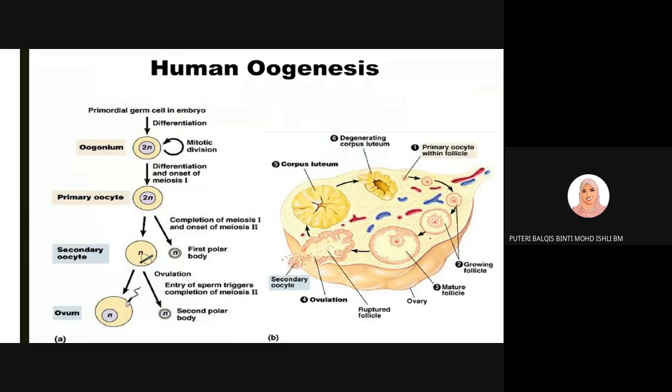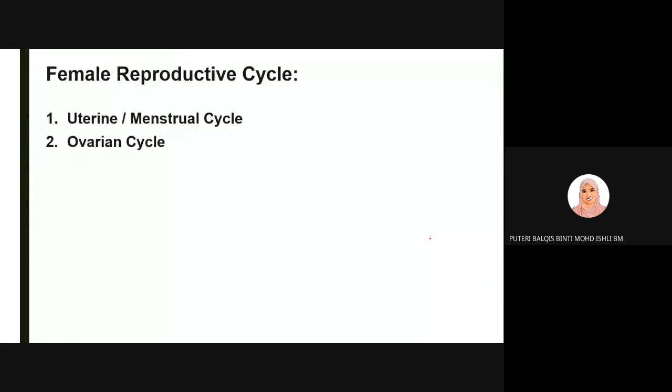Okay, alright. Now I will explain about female reproductive cycle, uterine atau menstrual cycle and ovarian cycle. Apa yang awak tahu? Apa perbezaan antara ovarian and menstrual cycle? What do you know about menstrual cycle? Anyone? Menstrual cycle is the shedding of the endometrium wall. Shedding of endometrium lining wall.